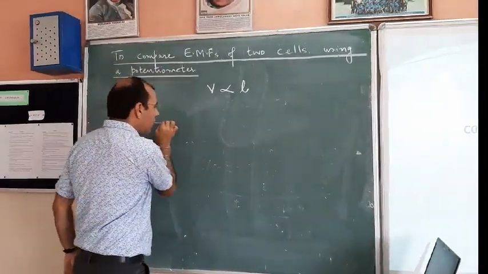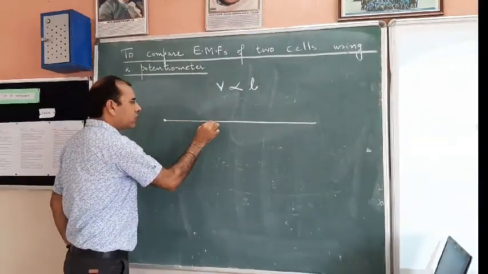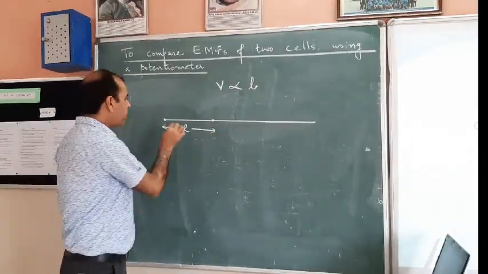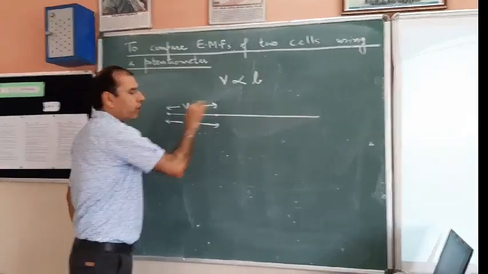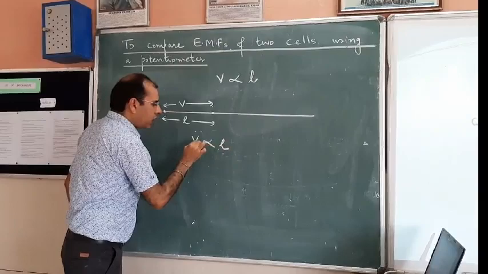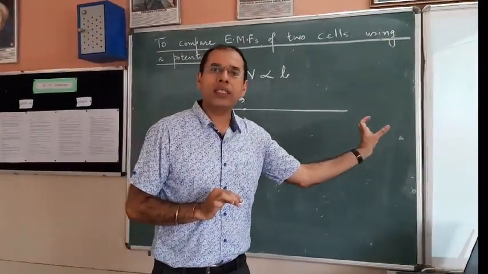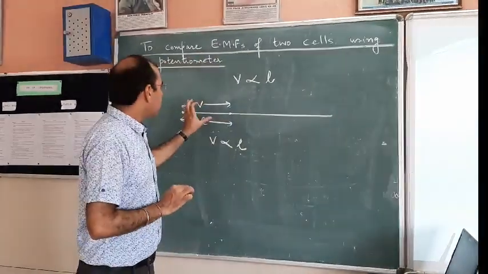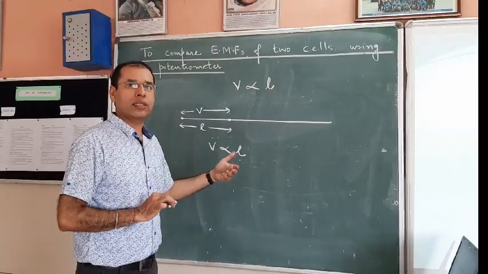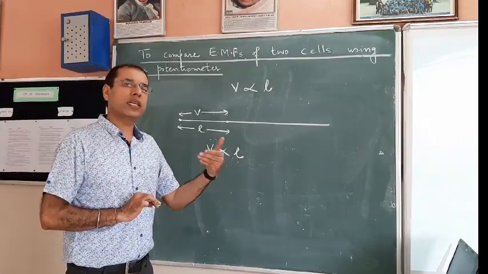So if we have a wire fitted in a potentiometer and we talk of any of its length, say L, and this length has a potential difference of V, then this V is directly proportional to L. As the length of the wire under consideration increases, the voltage or the potential difference across that length increases. How we will make use of this principle in our experiment, we will come to it later.